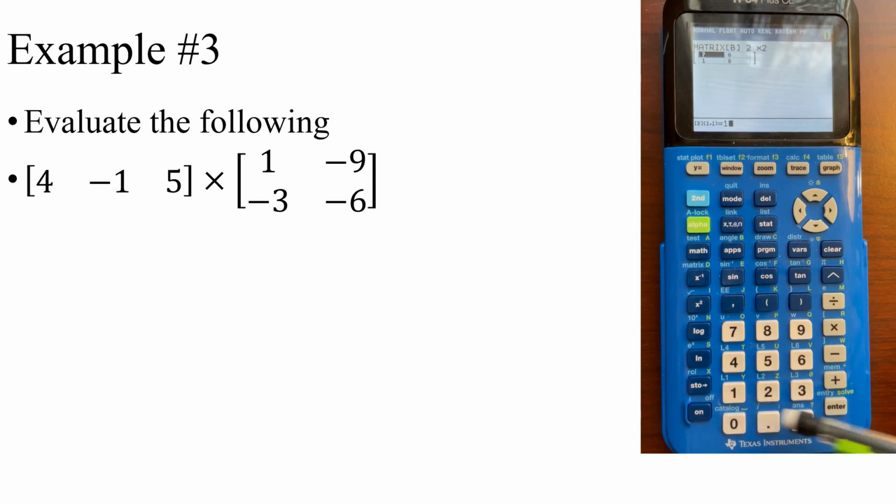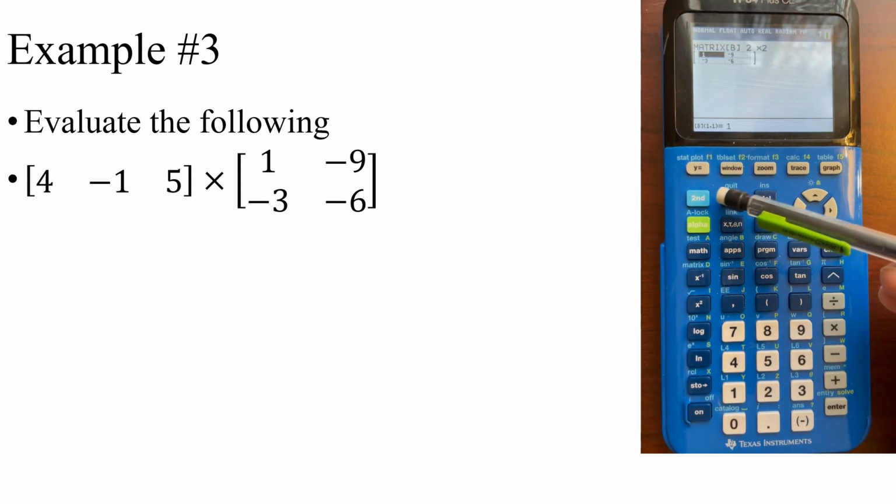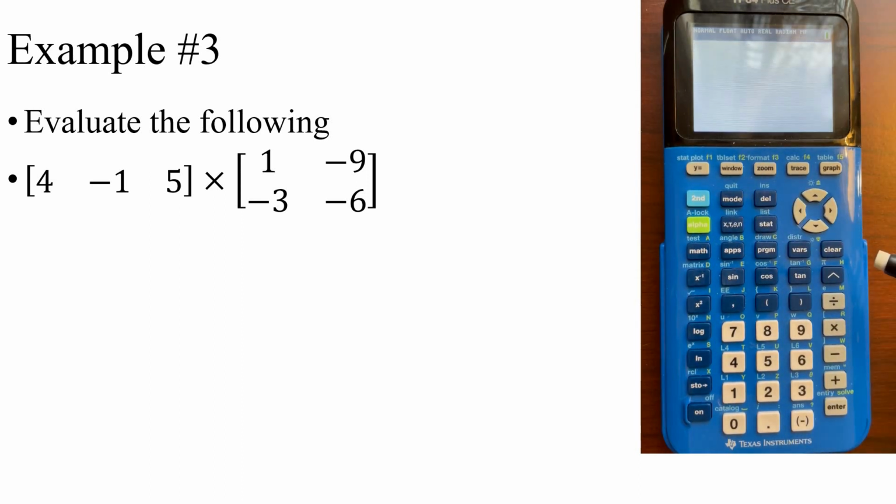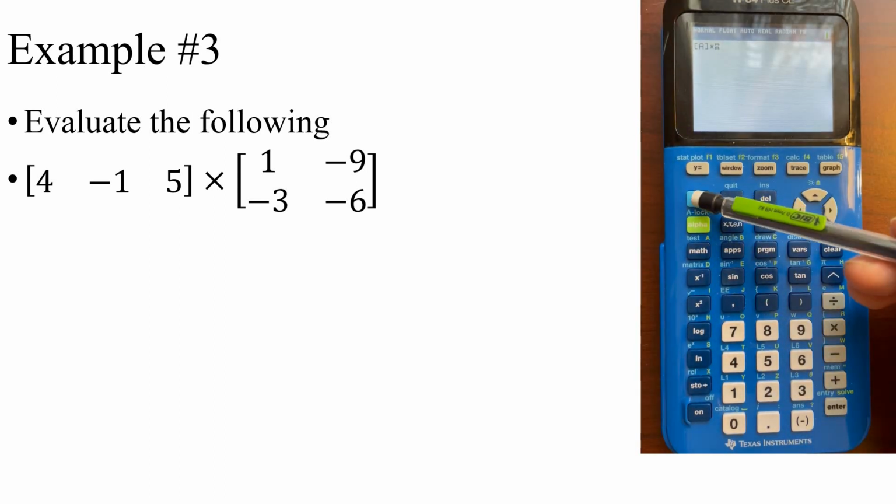So it's going to be our 1, negative 9, negative 3. Oops, that should be negative 3, not negative 6. There we go, negative 3. Then negative 6. So we quit out, and again, we want to multiply matrix A times B, the first one, times our second one.